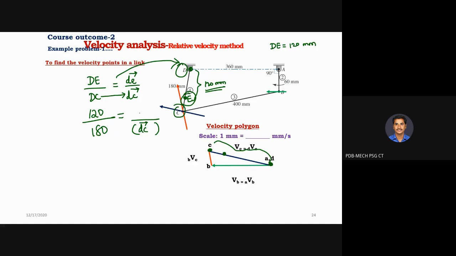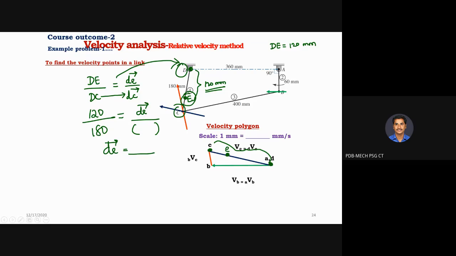And DE, is it known or unknown? Unknown. So you keep it as it is. DC is known, we know some magnitude. So the unknown is DE, and we can find it from this. Once you find it, measure that value from D and put a dot here, and you will get point E. That's all.